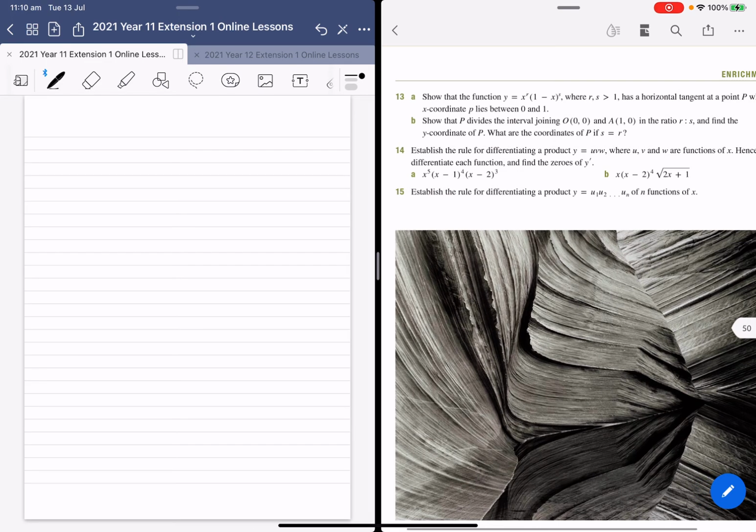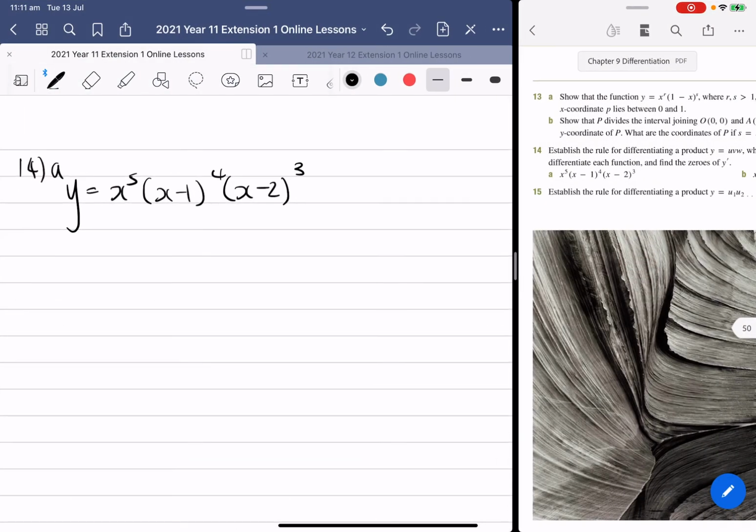It's pretty interesting. This is a question where you have 3 products, and then you have 3 terms, 3 factors, and when they times together, how do you differentiate it? So y is equal to, I'll do the first one, 14a, x to the power of 5, x minus 1 to the power of 4, x minus 2 to the power of 3. So how do we differentiate that?